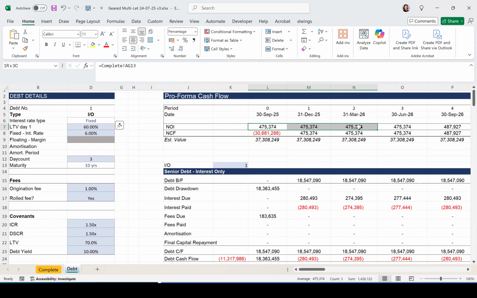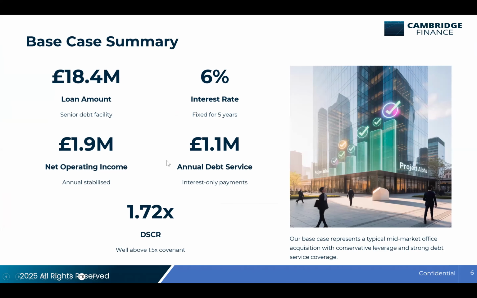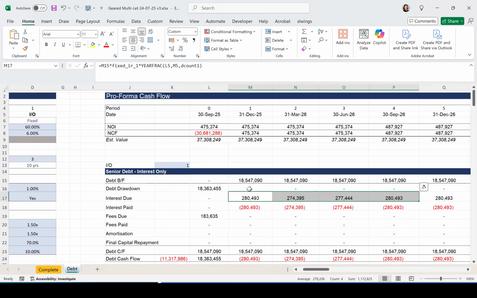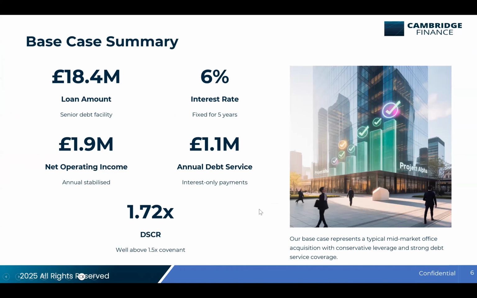Here our cash flows are quarterly. So if I sum the first four quarters, we have 1.9 million, around 475,000 per quarter, so 1.9 million per year. And then our debt service is the four quarters of interest here, around 1.1 million. If I highlight the four quarters, I see that the sum is 1.1 million, which is what we have here.